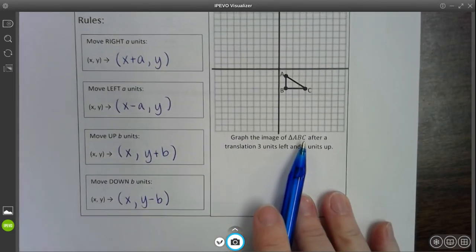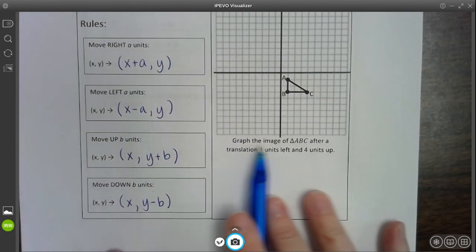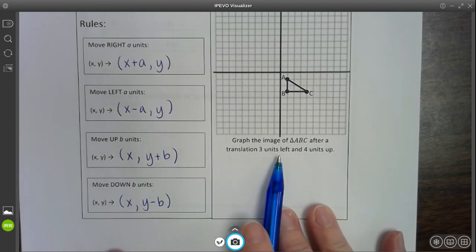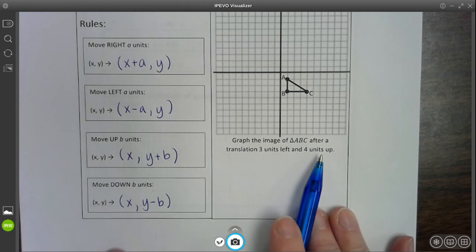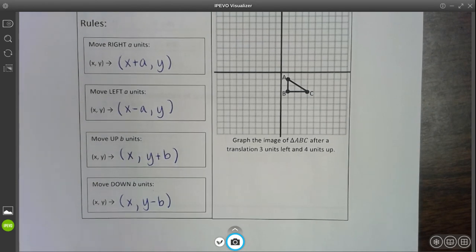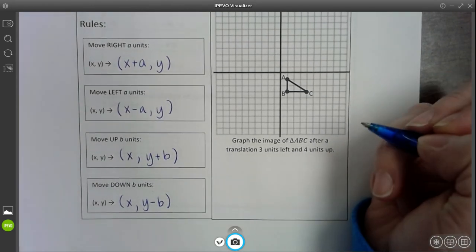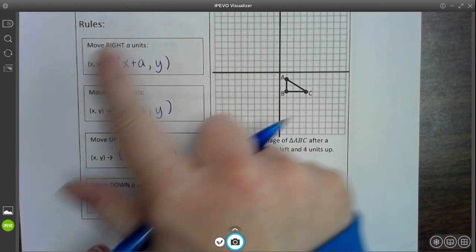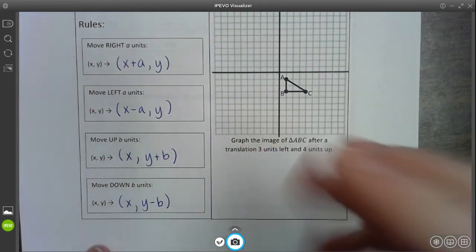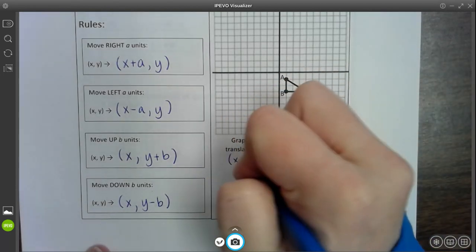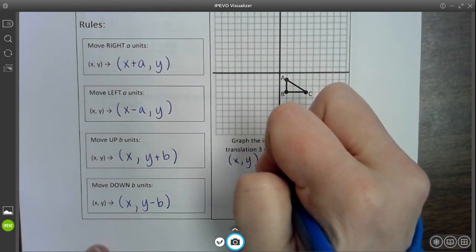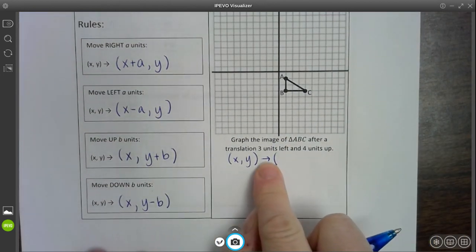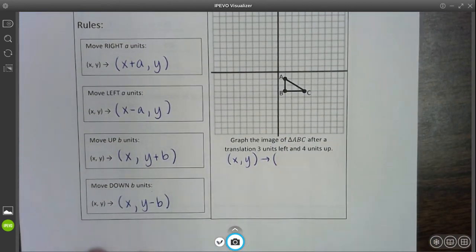Okay, so this says here for our practice, we're going to be graphing the image of triangle ABC after a translation 3 units to the left and 4 units up. Okay, so how is that going to affect our triangle? So we're going to write the coordinate notation for this translation. So whatever coordinates we have, x and y, that's going to map to, that's what that arrow means. It's going to map to.